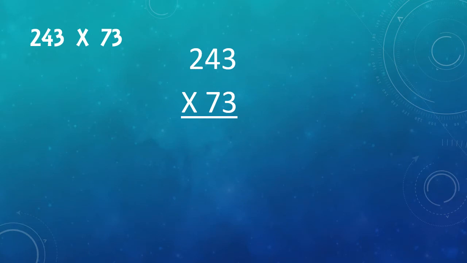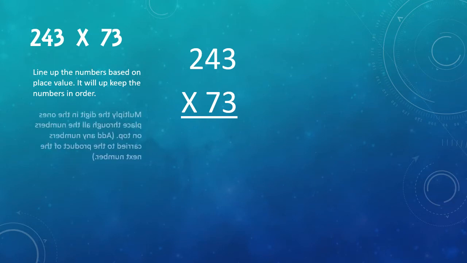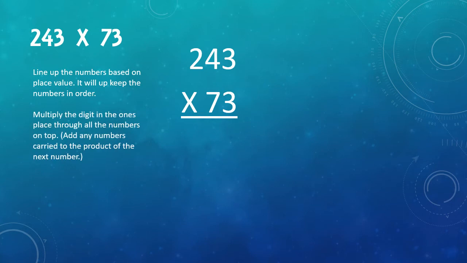Let's review the steps of multiplication with a whole number problem. First, you want to line up the numbers based on place value. It will help you keep the numbers in order. Then you want to multiply the digit in the ones place through all the numbers on top. Any numbers carried to the product, put on top of the next number.